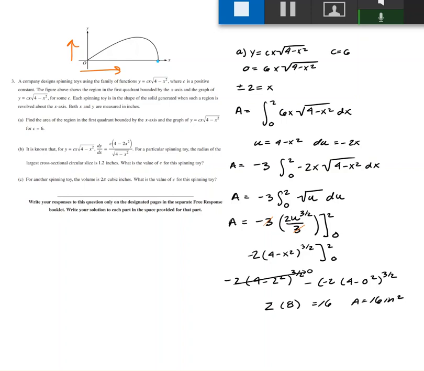So now if we take a look at part B, it says it is known that for our function dy dx, the derivative of our function, equals c times 4 minus 2x squared over the square root of 4 minus x squared for a particular spinning toy. The radius of the largest cross-section circular slice is 1.2 inches. What is the value of c for the spinning toy? So the first thing we need to do is find the x value for when the largest cross section occurs, which is what I just drew where that 1.2 is. We need to find this x value right here.